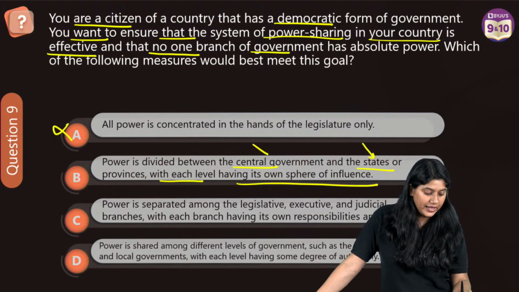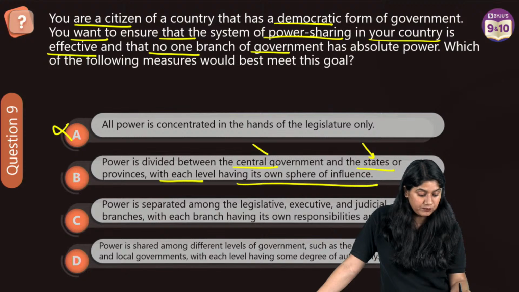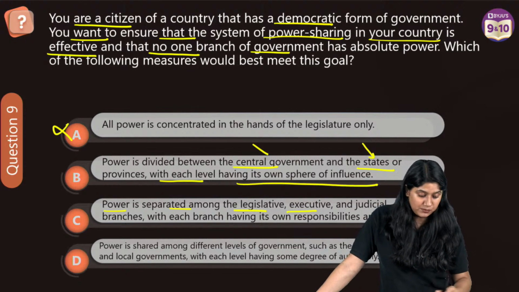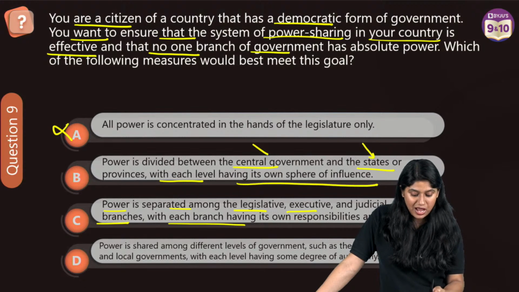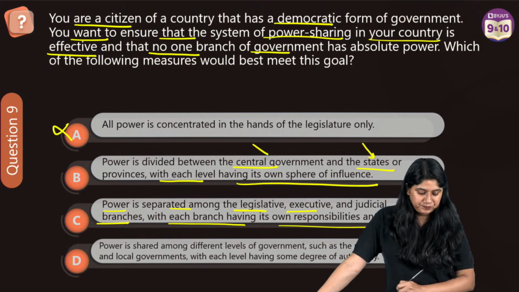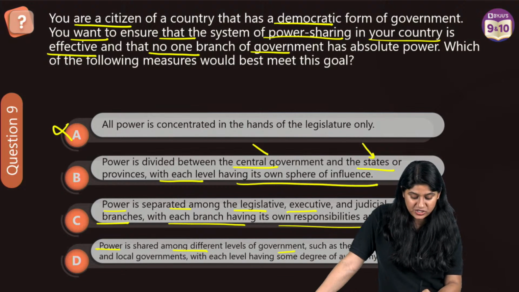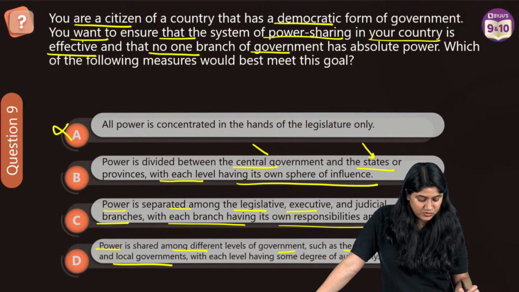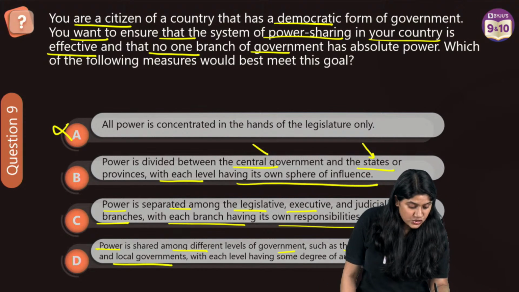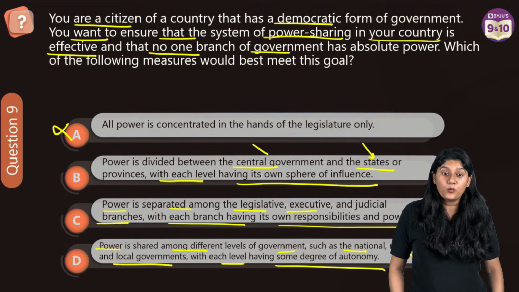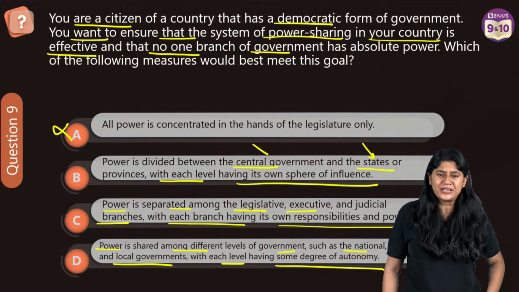Then option C is that power is separated amongst legislative, executive and judicial branches, with each branch having its own responsibilities and power. Option D is that power is shared amongst different levels of the government, such as national, regional and local government, with each level having some degree of autonomy. Right? Now, which is the correct answer, everyone? Can you quickly tell me?